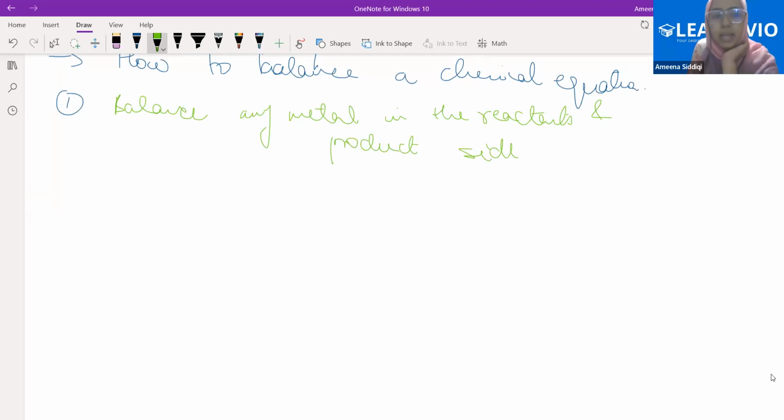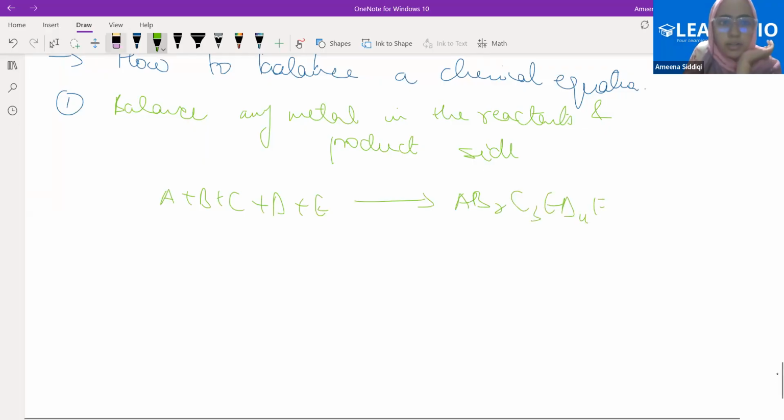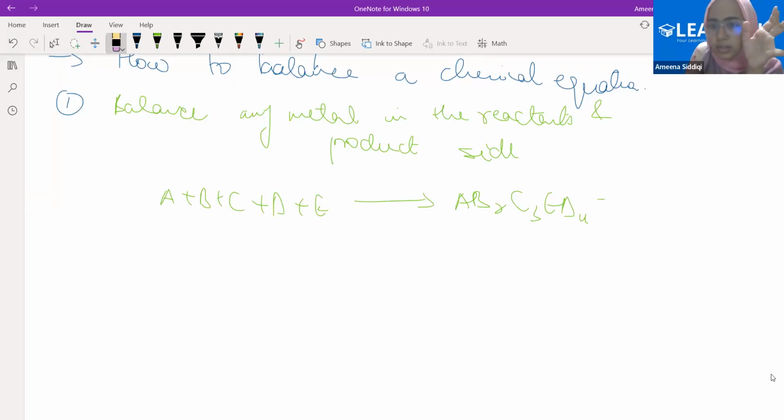Let's say, beta, we had A, B, C, D, E as 5 reactants, and we'll be forming A, B, 2, C, 3, E, D, 4, F. Let's say this is some of our product based on the reactant. Just assume. And out of those, I say A and C are the metals.